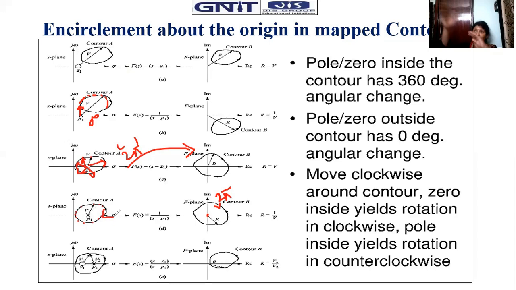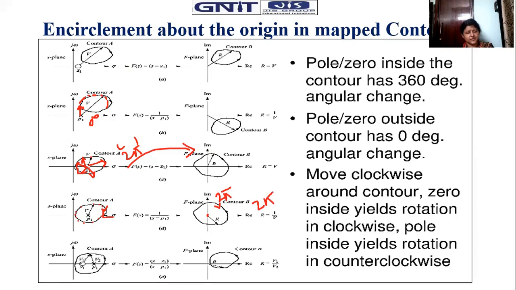What is the angle made by this vector while it is moving from one point to another point of the contour? It is clearly moving continuously and making 360 degrees as a whole, a 2 pi angle. That means there is an encirclement about the origin in the map contour form. Because it started at the origin, it rotates and ends back there.